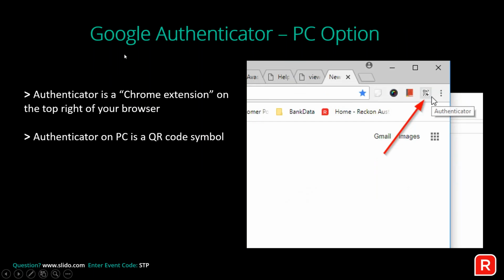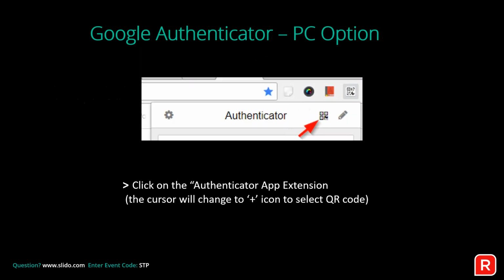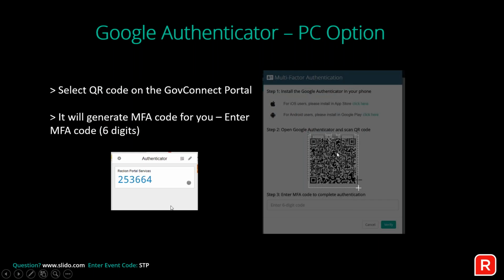So when you have downloaded the Authenticator as a Chrome extension, it'll be on the top right of your browser. What you need to do is click on the QR code symbol. Then when you're prompted to set up your MFA, you scan the QR code. Sorry, you click on the app extension of the QR code and then highlight the QR code that's on the Reckon portal, and then it'll generate a 6-digit code for you, and then you enter it in.